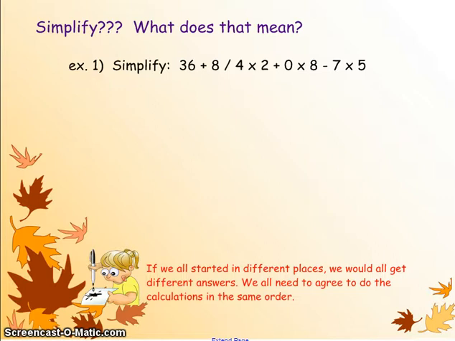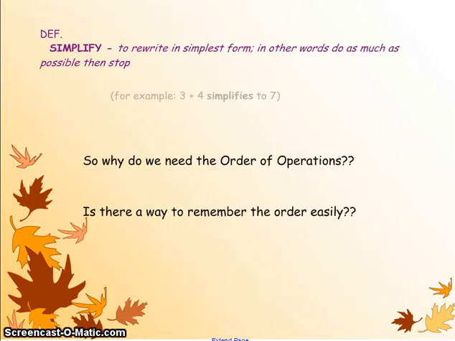Okay, so let's go into simplify. Simplify again means to rewrite in simplest form, or in other words, do as much as you possibly can, and then stop. So you know you're finished with these problems when there's nothing else to do. So for example, 3 plus 4, that's an easy one, but it simplifies to the value 7. There's nothing else to be done with the 7, so that's how we know to stop. So again, we need the order of operations simply because it gives us an order to follow so that everybody ends up at the same location and we don't get various answers to the same problem.